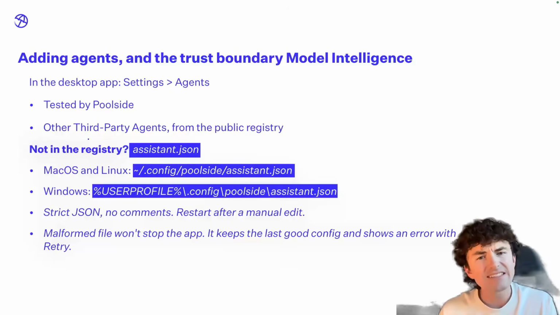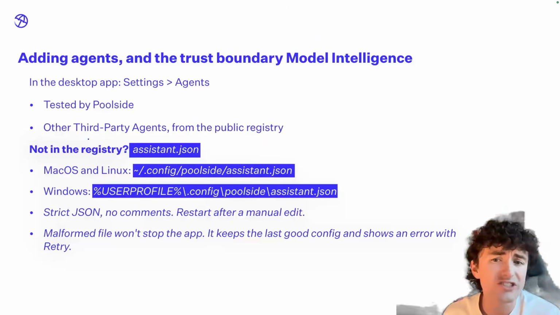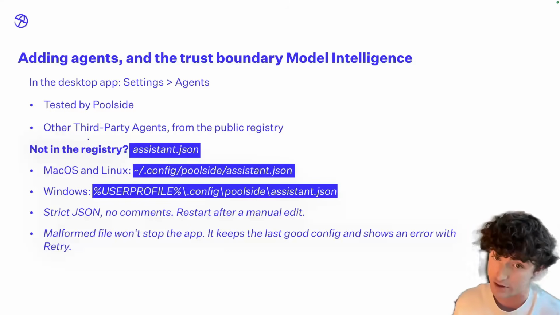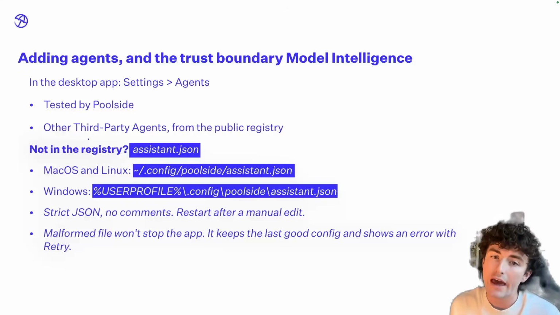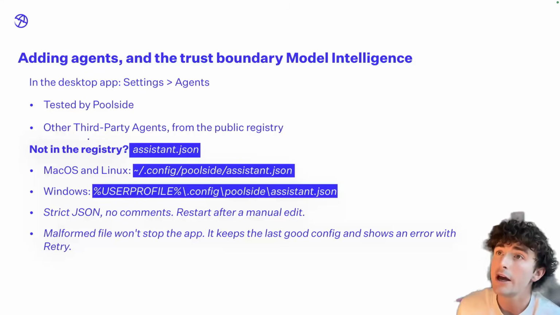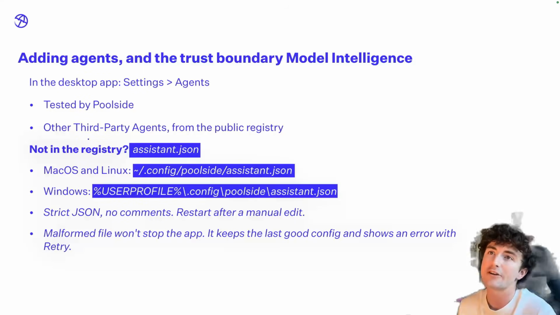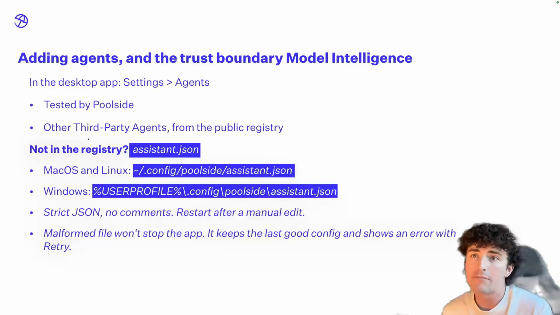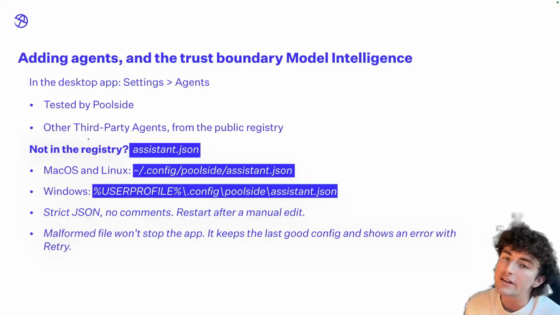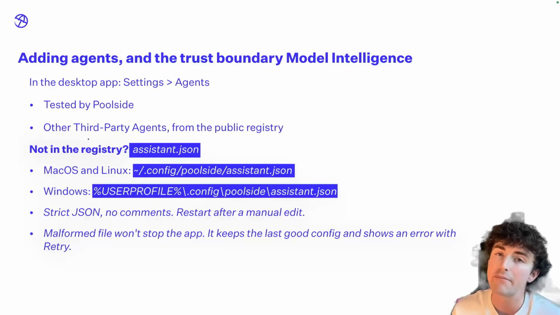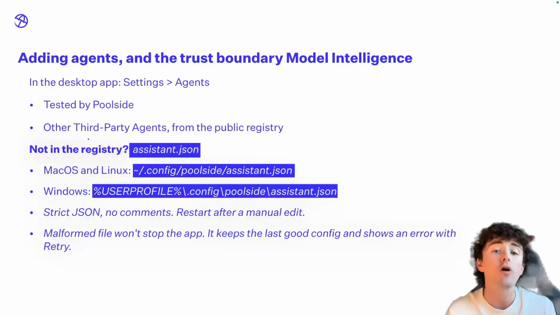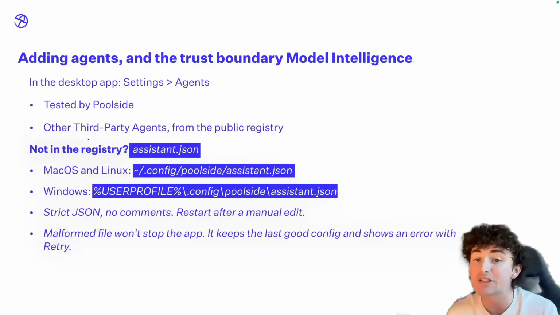In the desktop app settings and agents, you'll see agents tested by Poolside and other third-party agents from the public registry. If it's not in the registry, then it's an assistant.json. You can see the various config paths we have for Mac OS and Linux here and Windows too. Also, it is worth noting that it's strictly JSON, no comments, and make sure to restart the app after a manual edit. If you malformat, the app doesn't die. It keeps the last good config and it shows you an error with a retry.